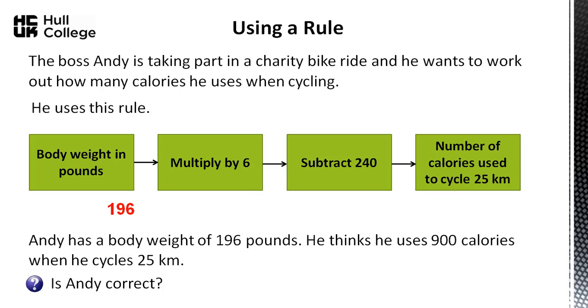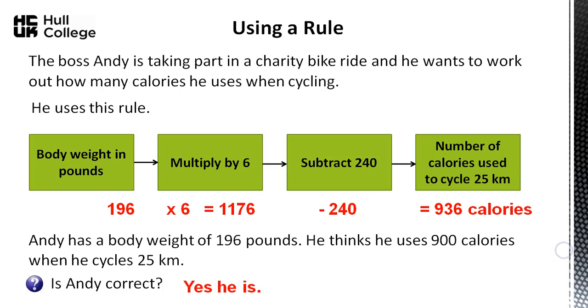His body weight is 196 pounds. We're going to multiply that by 6, which gives you 1,176. Then we're going to subtract 240. And that equals 936 calories used. Is Andy correct? Yes, he is. Simply by entering the figures required into the boxes and following the rule, we get to the right answer.